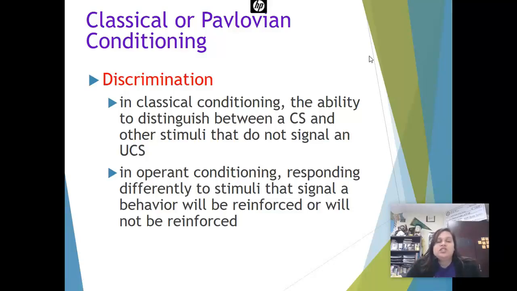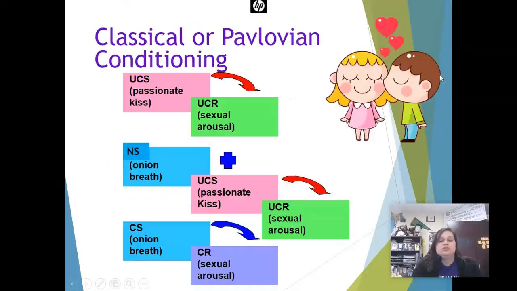So in classical conditioning, the ability to distinguish between a conditioned stimulus and other stimuli that do not signal a UCS, that's discrimination. So a few examples here. We've got this couple here who maybe they've been going to Sonic for their dates, and they get onion rings and tater tots and milkshakes, and then they kiss. So that kiss is an unconditioned stimulus. It's going to automatically trigger some arousal. But that onion breath that they have is generally neutral. That onion breath doesn't really usually do anything for people.